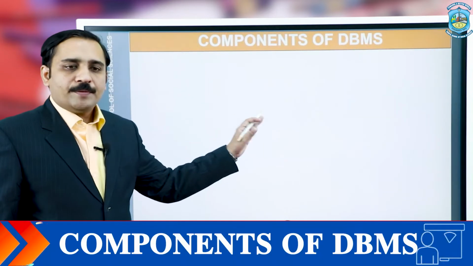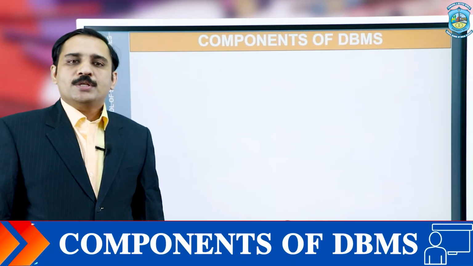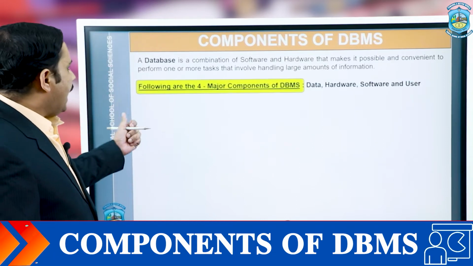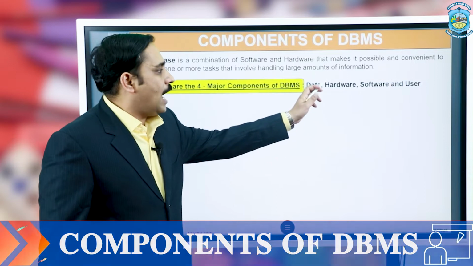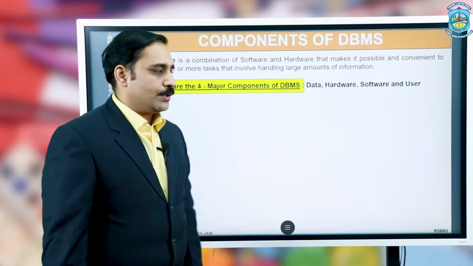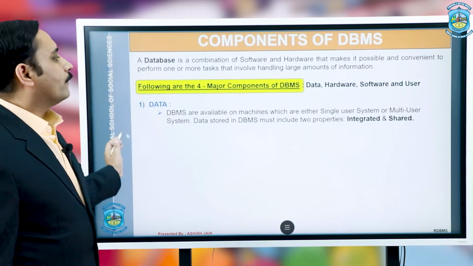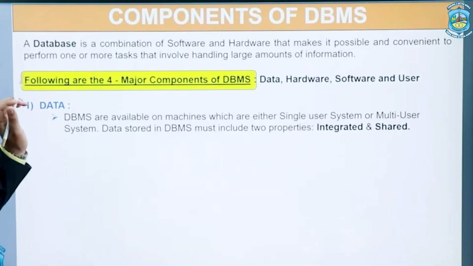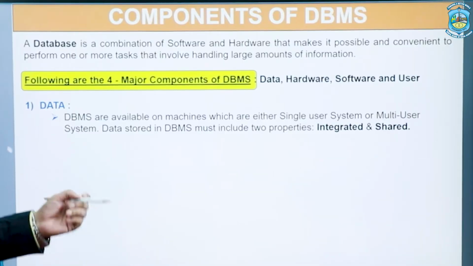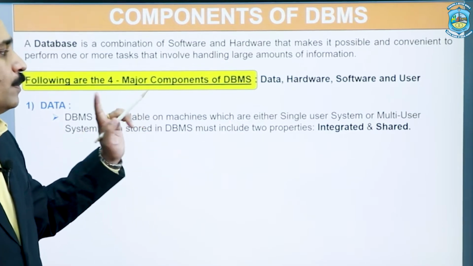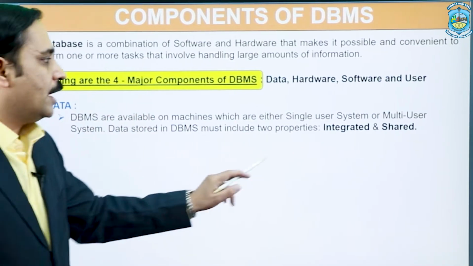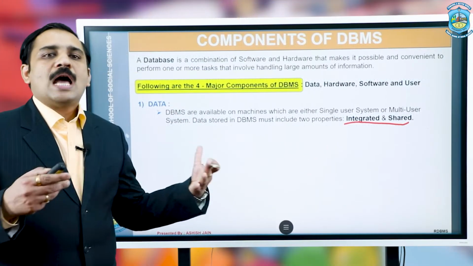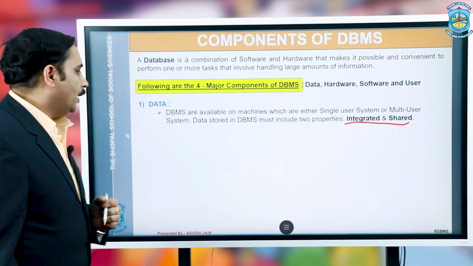Talking about the components of database management system, there are four major components of DBMS. So we have four components: data, hardware, software, and the user. Data comprises various single-user as well as multi-user systems that make up a DBMS, right? So data stored in DBMS must include two properties. First, it should be integrated, and second, it should be shared. That means we should have a connectivity among the values stored in a database.